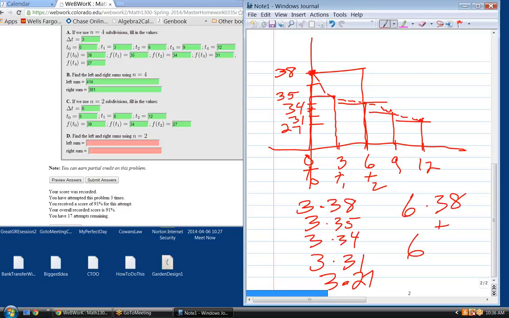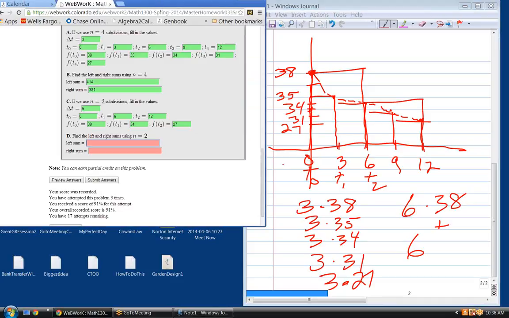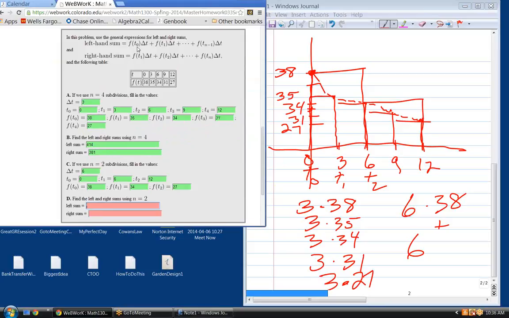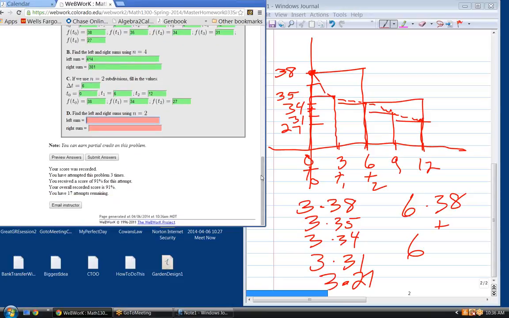Why not 34? No, 31, 31. Or wait, why 30? 34. Because t sub 1 is 34. Remember at the top of this page, they told us the formula for doing it right there. When we're using left hand, we're going to use t sub 1. When we use right hand, we're going to use t sub 2. So left hand, we're using t sub 2, and f of t sub 2 is 34.